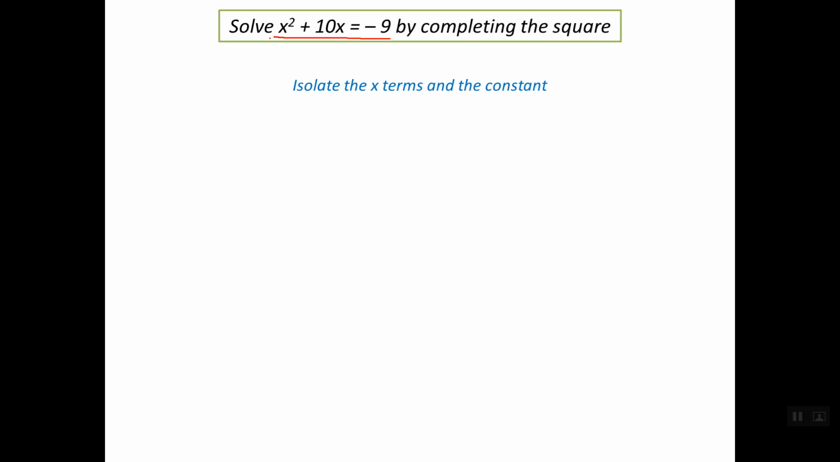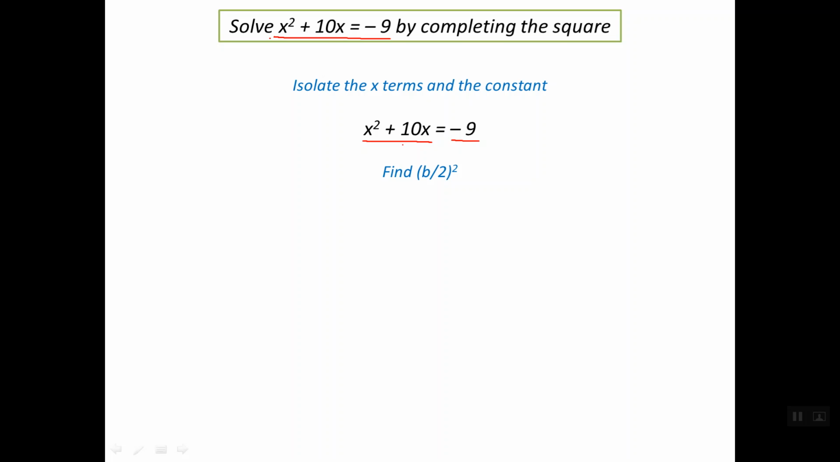First of all, there is a standard form for quadratic equations before starting the completing the square, in which all the x terms are on one side and the constant on the other side. The equation we have here fulfills this requirement. So x squared plus 10x is equal to minus 9. On the left side, we have two terms with the x variable, and the right side of the equation is the constant.